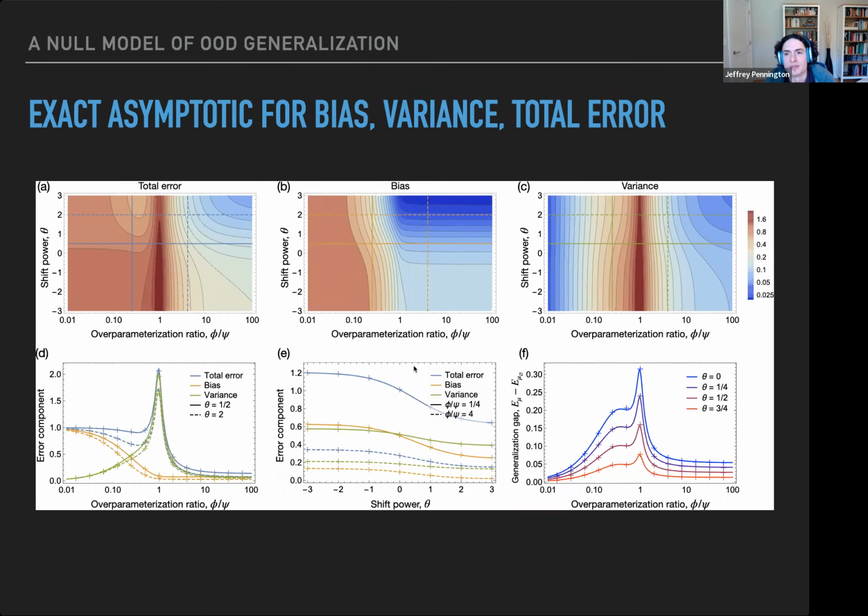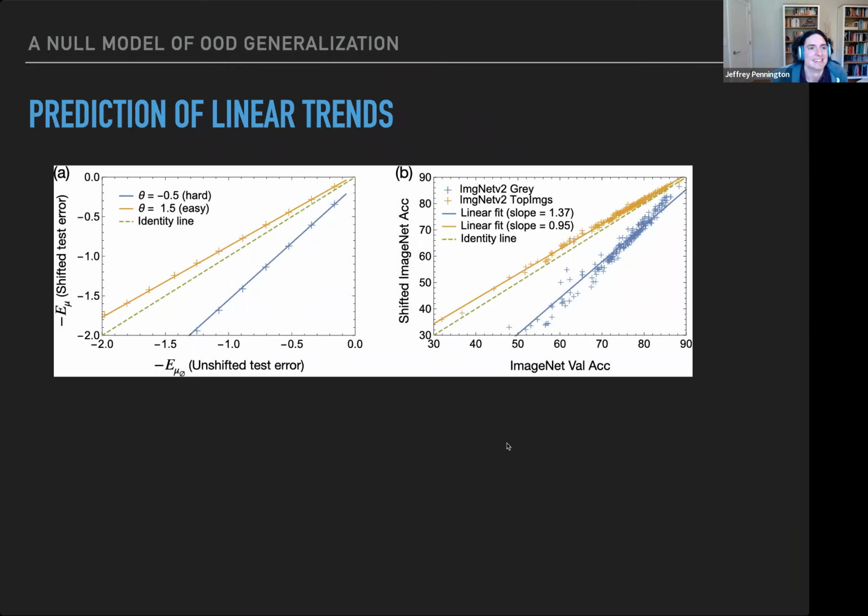Okay, so this is far too much information at the moment, but just look at panel E on the top blue line. You can see what I said, right? This is our theoretical prediction, and indeed, you find that as you increase theta, the error goes down. But the main point I want to make is that you can pull the crank a little further and actually prove that the test error on the unshifted data set is a linear function of the test error on the shifted data set.